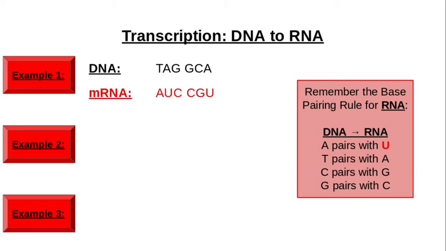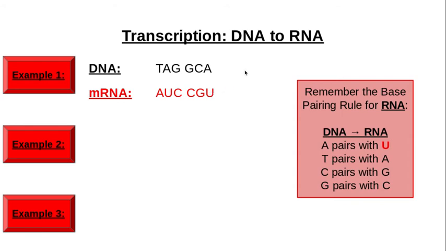The mRNA strand we are given is AUC CGU. Again, this is because A pairs with T, U pairs with A, C pairs with G. Here, G paired with C, C pairs with G, A pairs with U again.